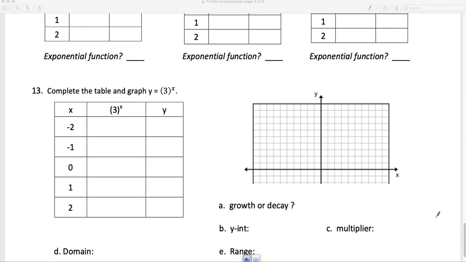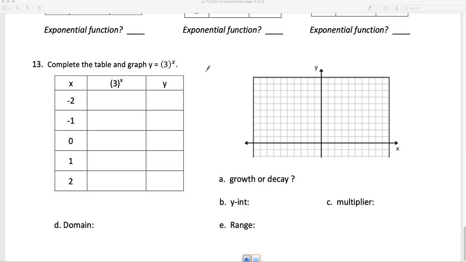And then there is a small graph here. And the function you're going to explore is y is equal to 3 to the x. And you should have a problem with that.